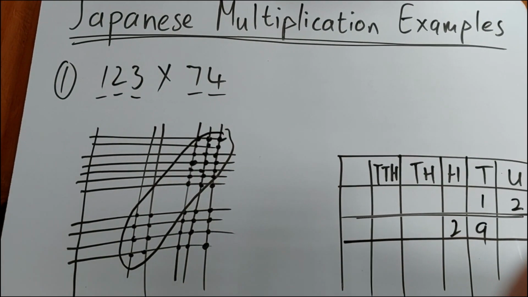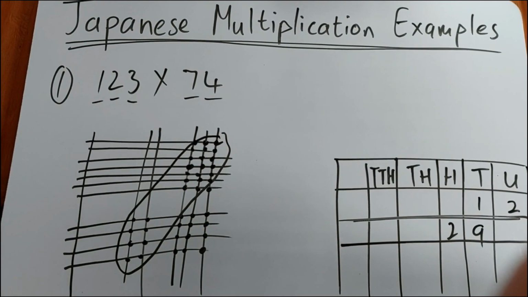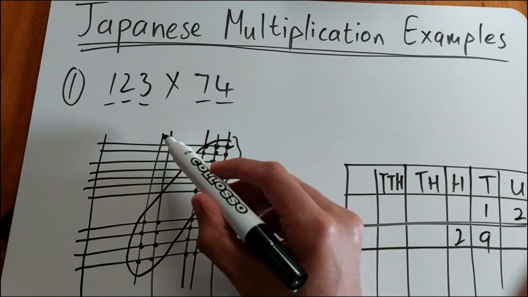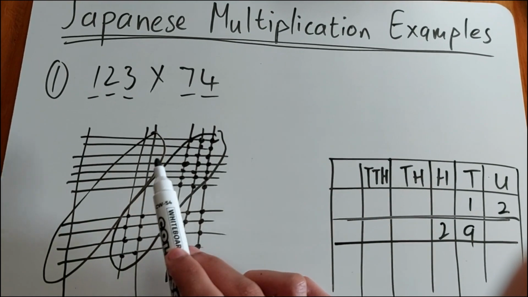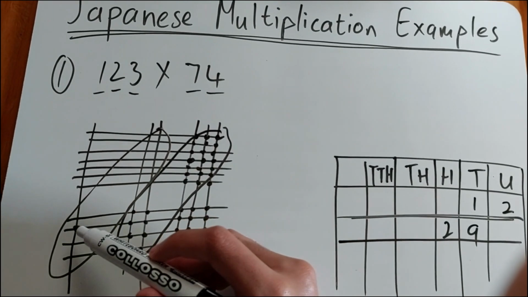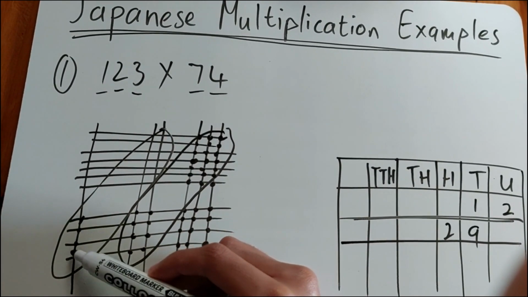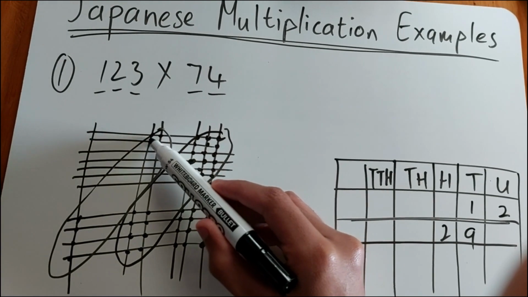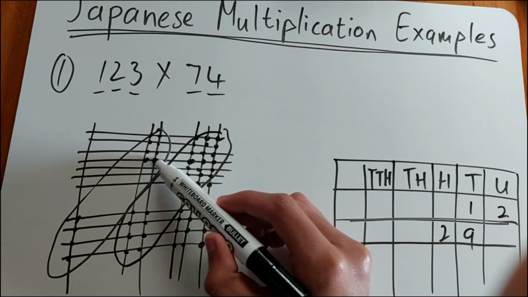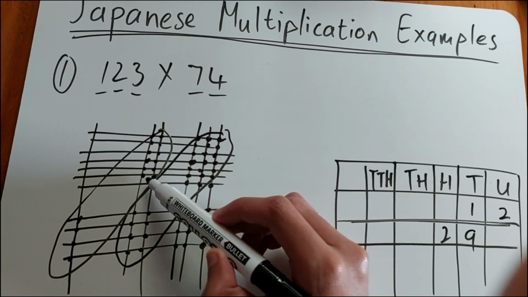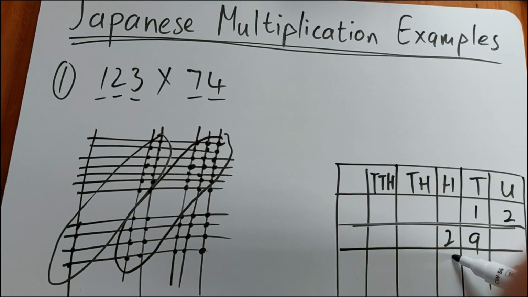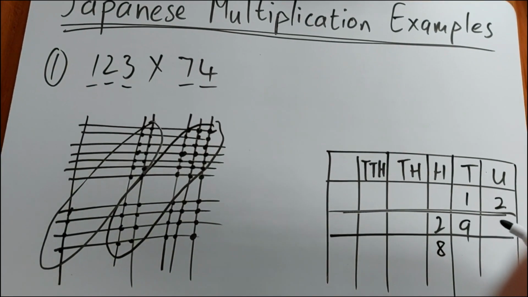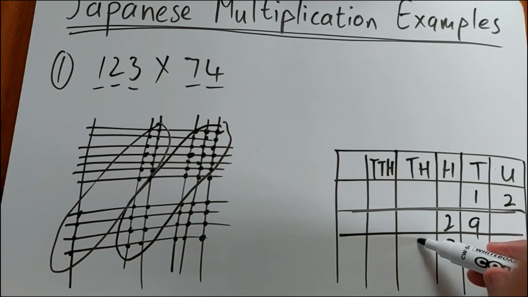And then the third step to this example requires us to calculate the cross sections of this diagonal. So we have 1, 2, 3, 4, 5, 6, 7, 8, 9, 10, 11, 12, 13, 14, 15, 16, 17, and 18. We write the 8 down and carry our 1.